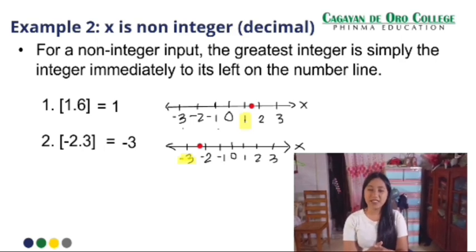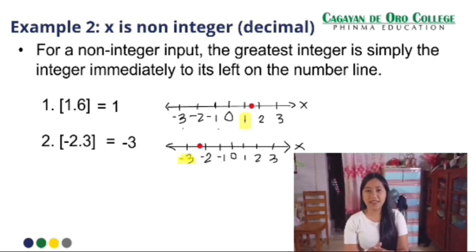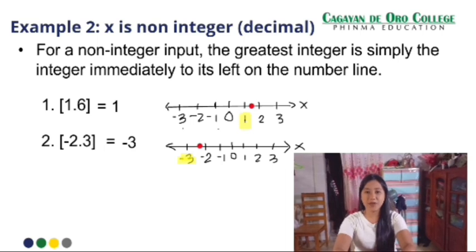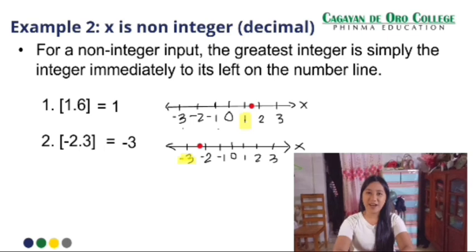Okay? So for example number 2, we have our input negative 2.3. What do you think is the greatest integer of that function? Negative 3. Okay, very good. That answer is negative 3. That's correct. Because again, if we were to graph that function, the left integer value of that function is negative 3.